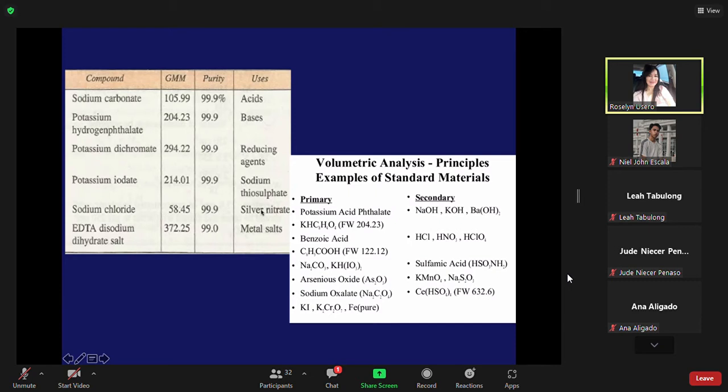Now, this one is EDTA, disodium dihydrate salt, as your primary standard. Take note, the purity of all of them is 99.9%, the grade. Next, this is used for metal salts, for example calcium in water, total hardness in water. We use EDTA.